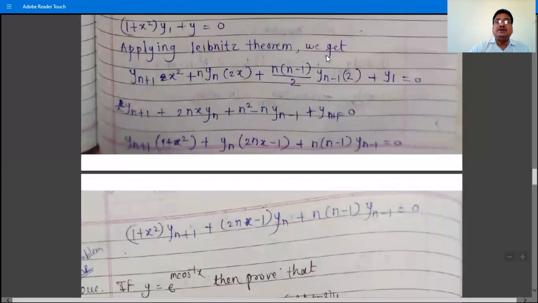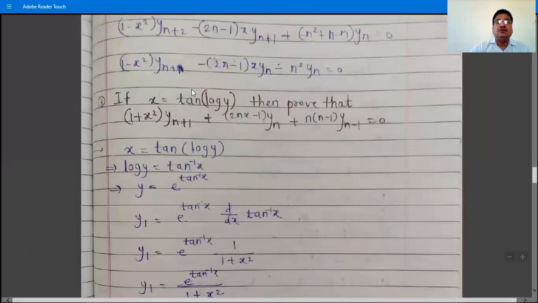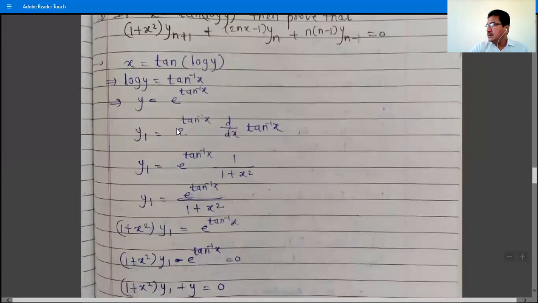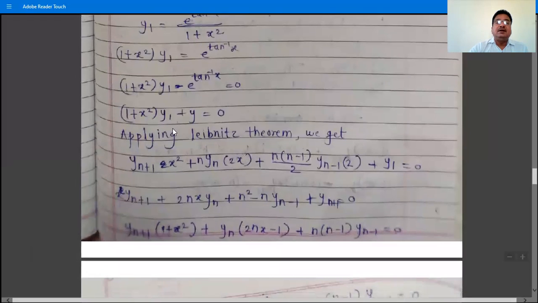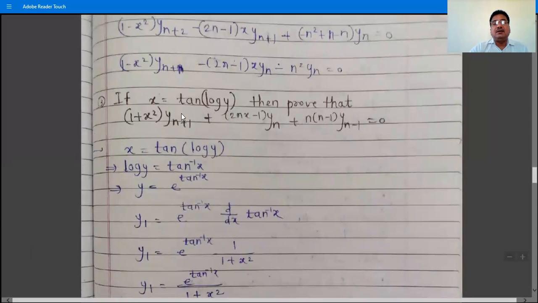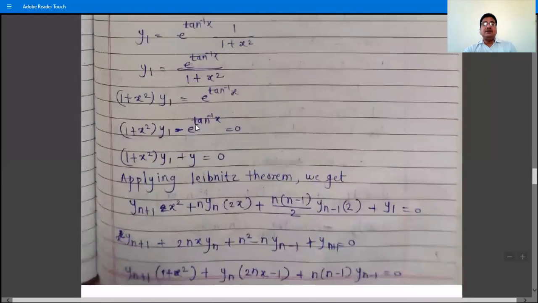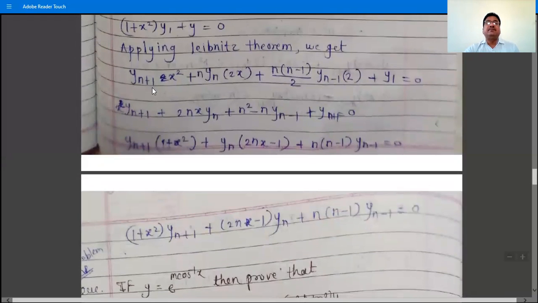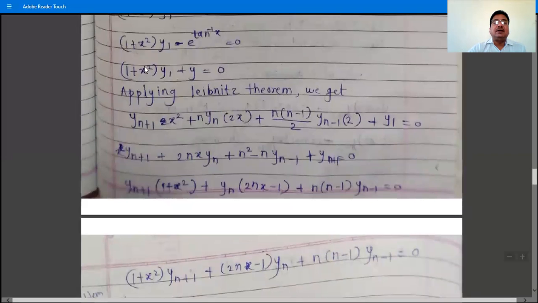Then apply the Leibniz theorem, because we have to prove this equation. (1 plus x square) yn plus 1. So the highest order derivative is of order n plus 1, and so differentiate a single time and then apply the Leibniz theorem. If the highest order derivative term is of order n plus 2, then differentiate 2 times and then apply the Leibniz theorem. So by the Leibniz theorem, the nth order derivative of this quantity (1 plus x square) y1.